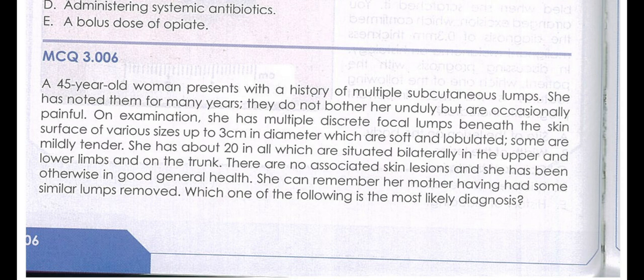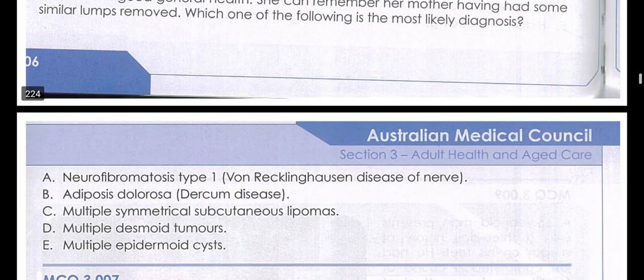So here they have given the multiple lumps she had, and her mother has also had the same issue. So here it is asking about the diagnosis: option A is neurofibromatosis type 1, adiposis dolorosa, or Duchenne disease. Option C is multiple symmetrical subcutaneous lipomas. Option D is multiple desmoid tumors. Option E is multiple epidermoids. So here they have not given the image, but the diagnosis is multiple symmetrical subcutaneous lipomas. So these are the lipomas.